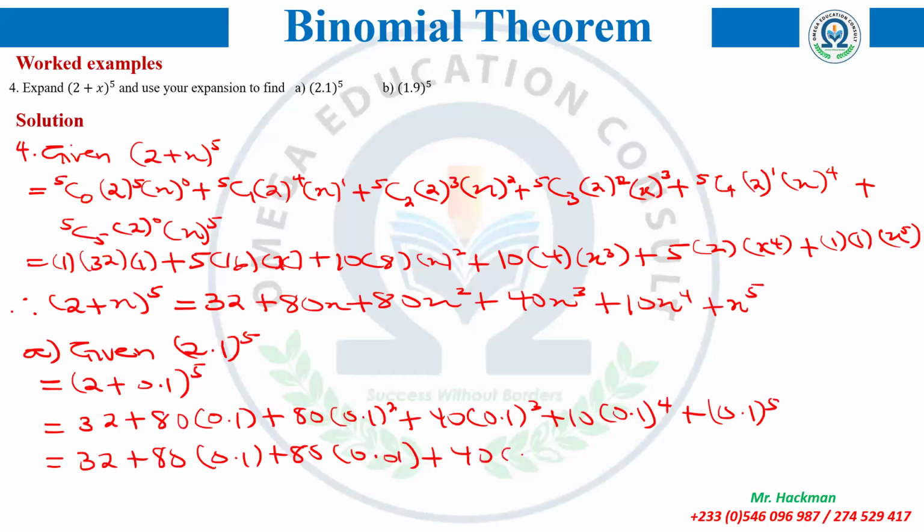Then plus 40 times 0.001. Then plus 10 into 0.0001. Then plus 0.00001.